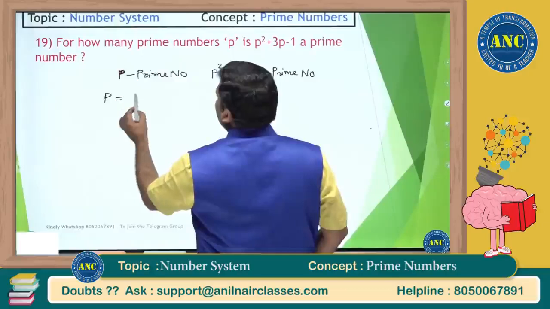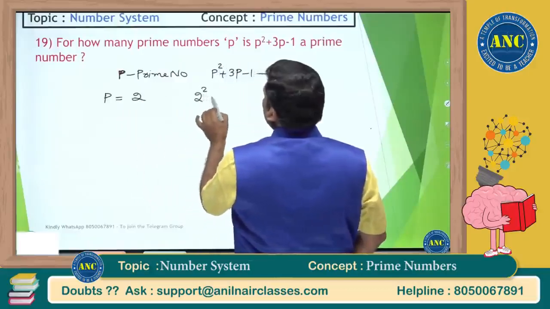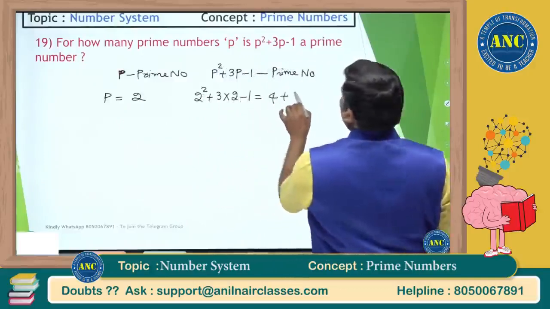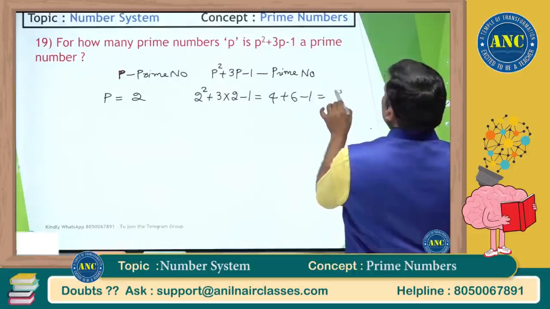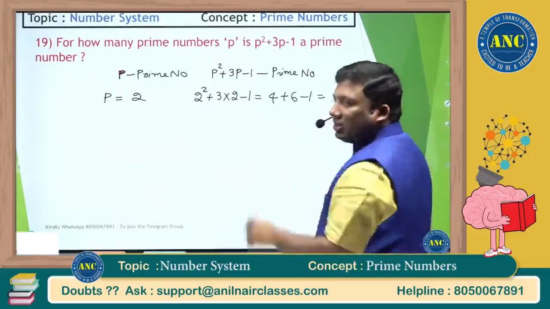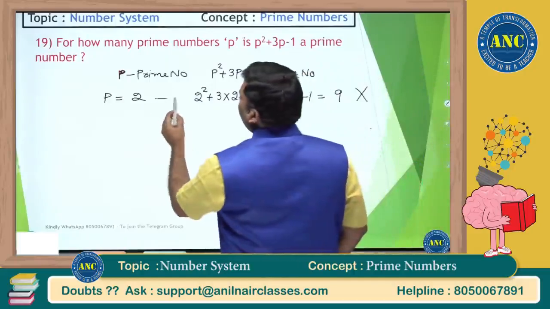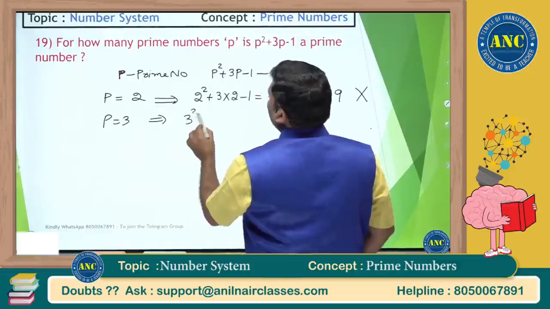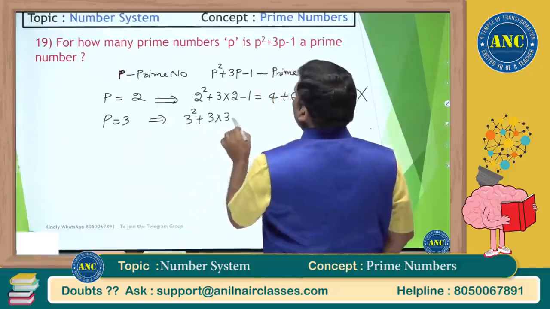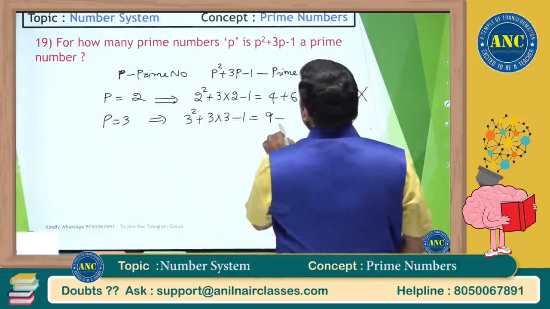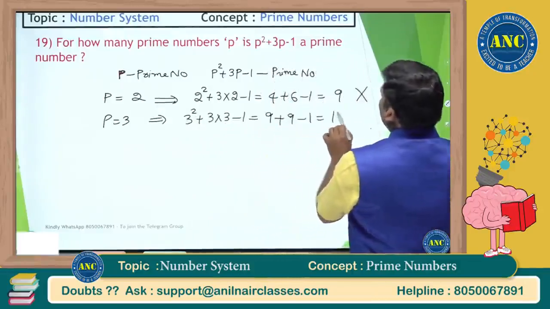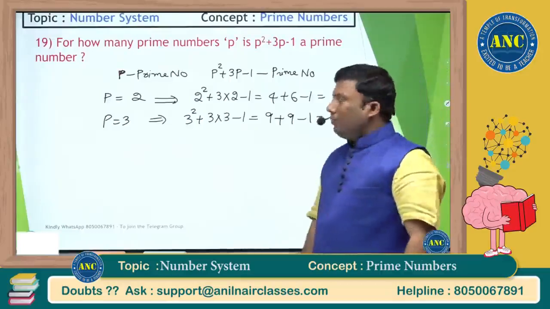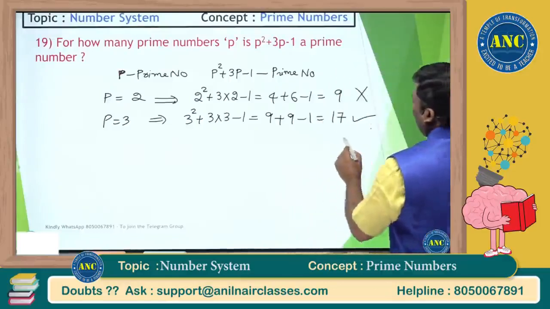Suppose I take P as 2. This becomes 2 square plus 3 into 2 minus 1. 2 square is 4, 3 twos are 6, 10 minus 1 is 9. 9 is a composite number, so P equal to 2 is not possible. P value 3: 3 square plus 3 into 3 minus 1 is 9 plus 9 minus 1, 18 minus 1 is 17. 17 is a prime number. P value 3 is possible. What is the concept that we are going to use?